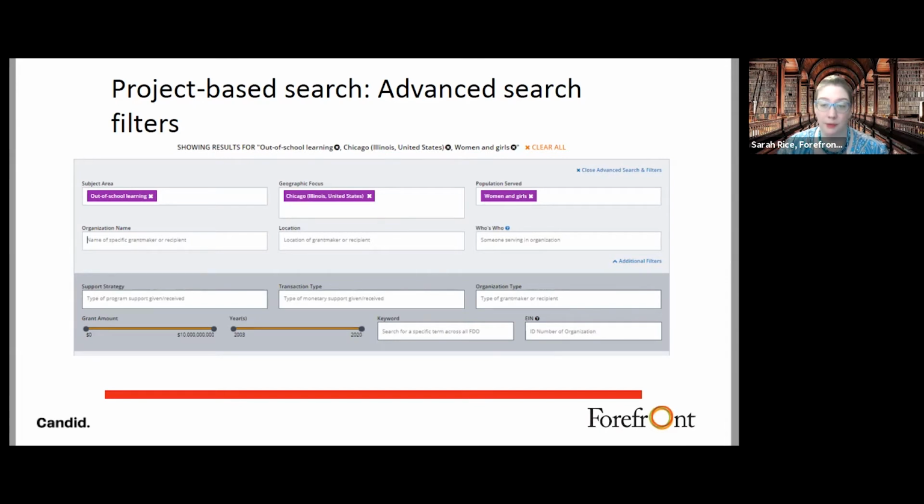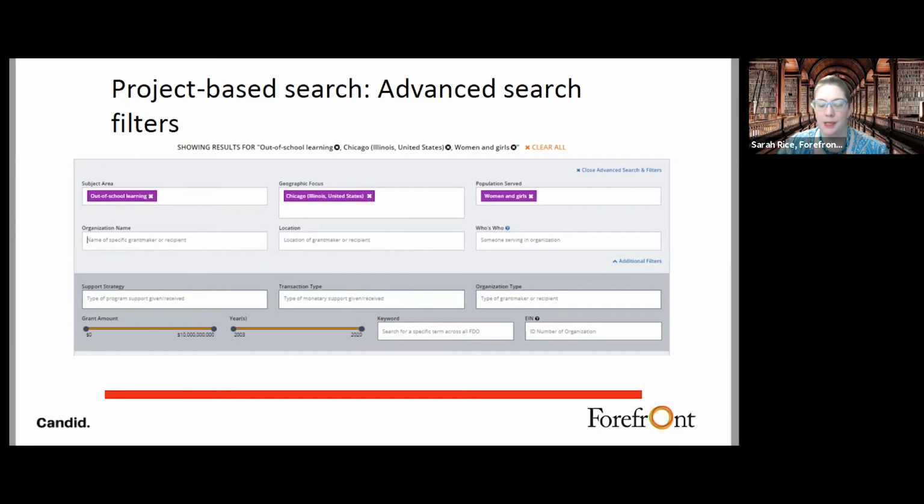Location is where a funder is located. So if you specifically wanted to look for independent foundations that are located in Cook County, you could use location because you want to know where they are located. That is as opposed to geographic focus, which is where the work that's being funded is being done. Who's who is like organization name, but for people.